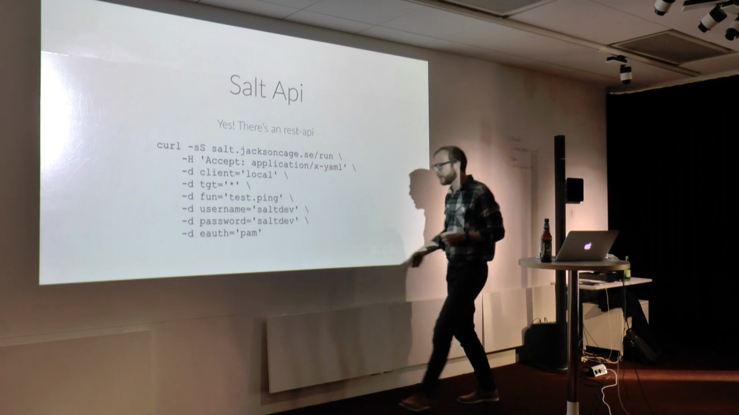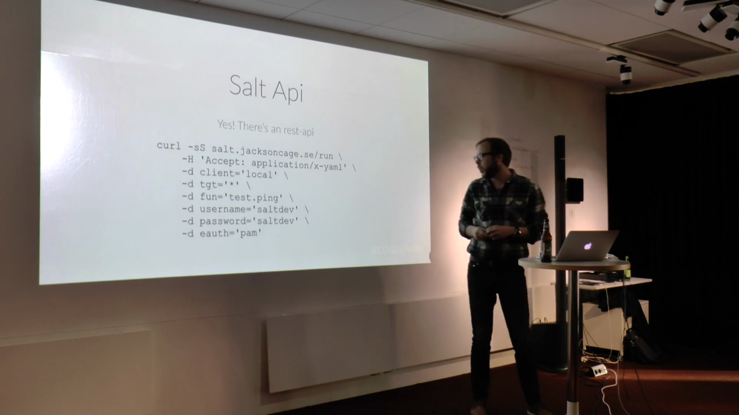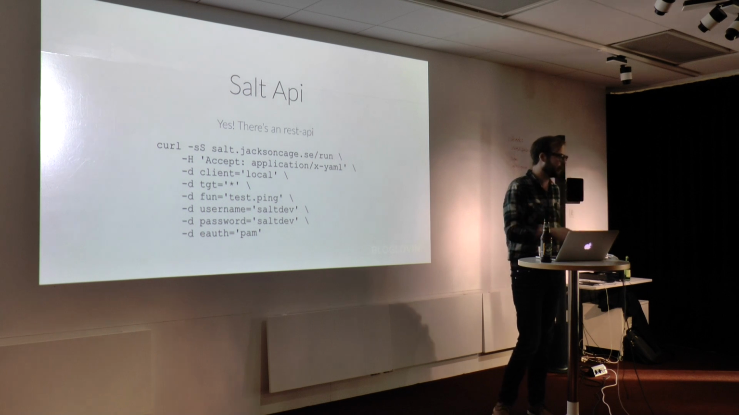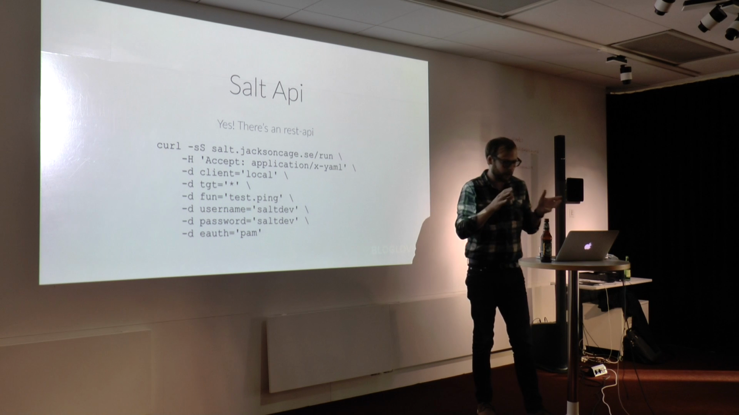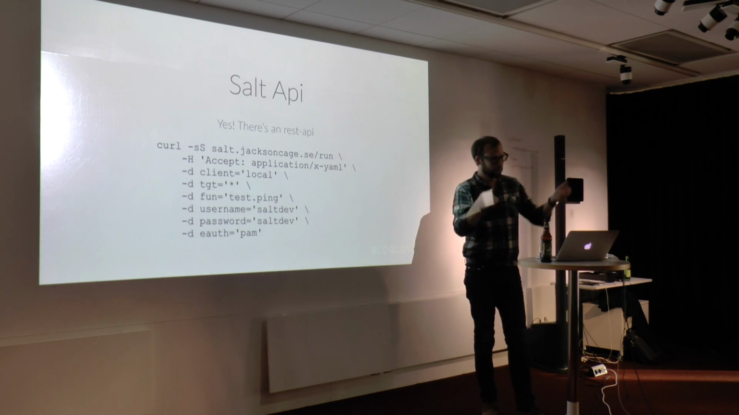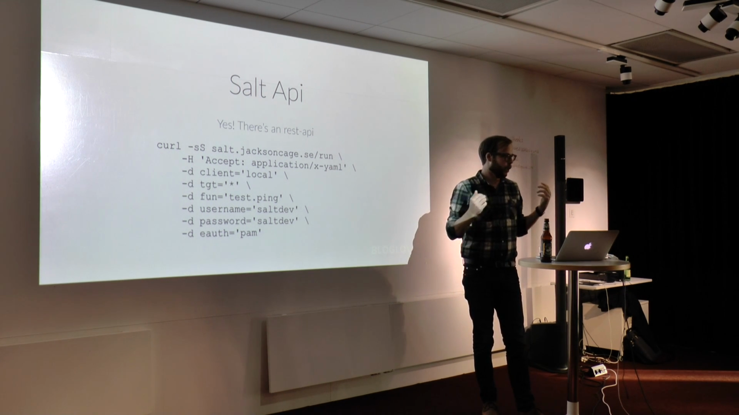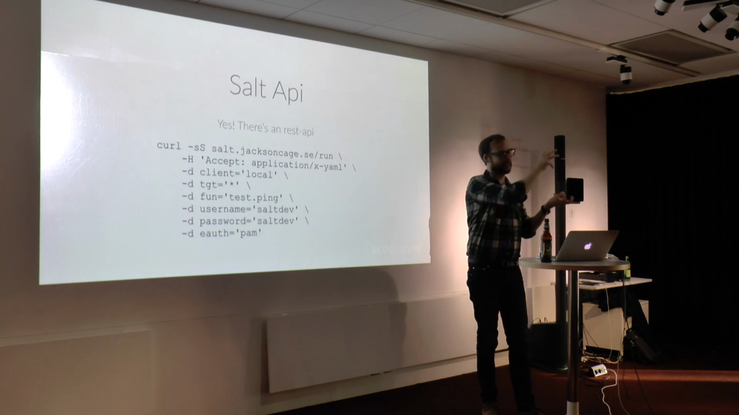So here I'm doing a test ping, exactly what we did before, and it's targeting all the minions. Of course, you have to authenticate yourself, etc. But there is also another smart part they have built into the API, is that you can utilize webhooks. Webhooks is usually just something that says, do this, and it will just return true, and then something else will fire off.